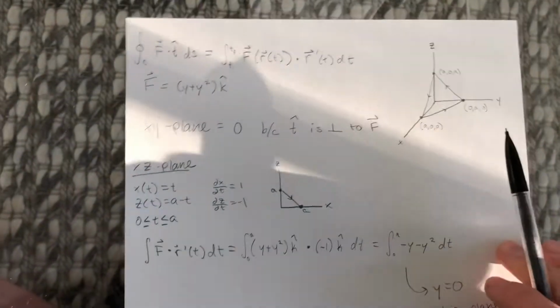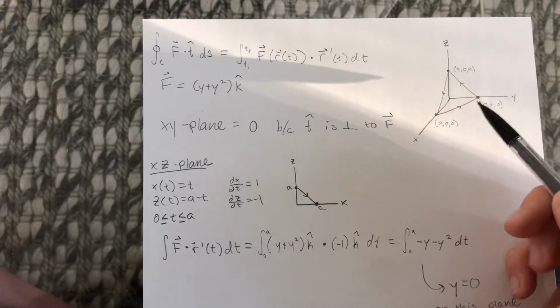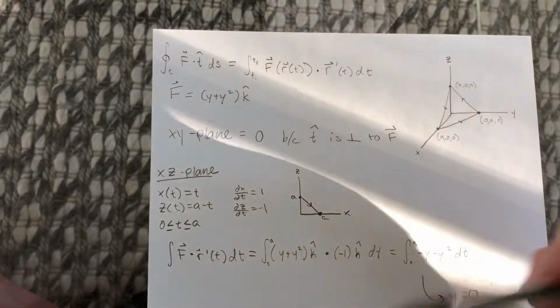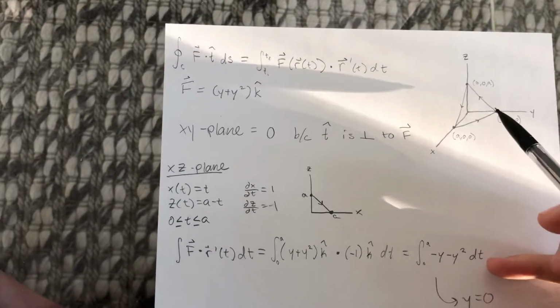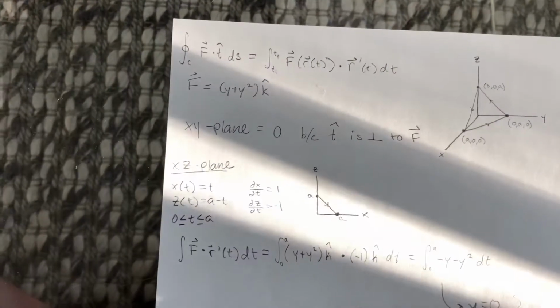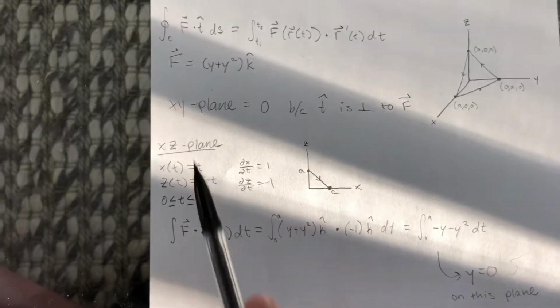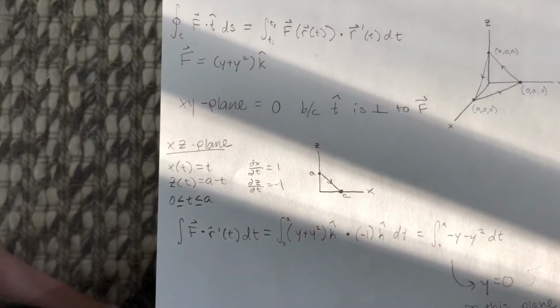Basically how I did this problem was split this up into 3 individual integrals and do each of them separately. So this is going to be 1, this is going to be 1, and this is going to be 1. To start with, we can look at the xy plane.